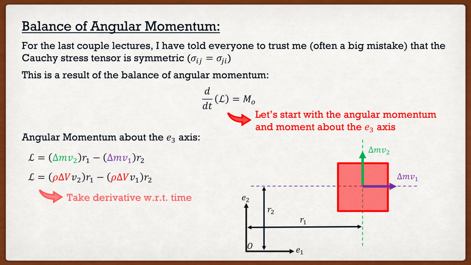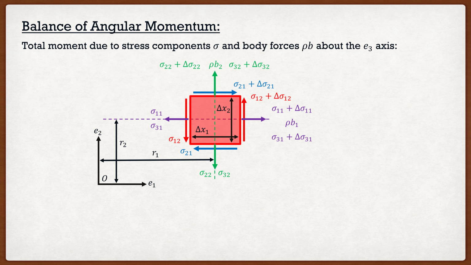Similarly, we have the same thing in the vertical direction. If we were to look at those stress components in the vertical direction, we had sigma 2,2, and we also had sigma 3,2. Now, just like the horizontal direction, we also have a body force in the vertical direction, which is rho B2.